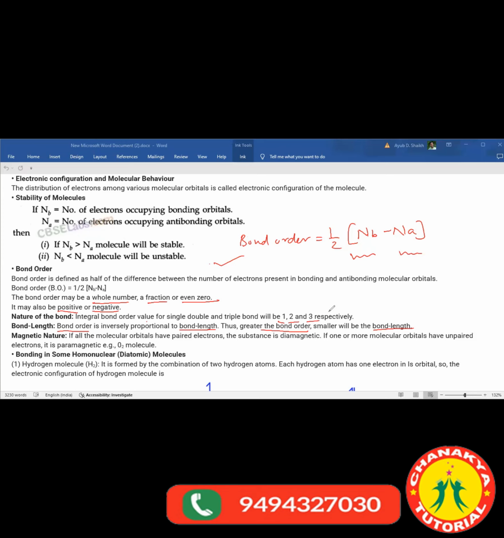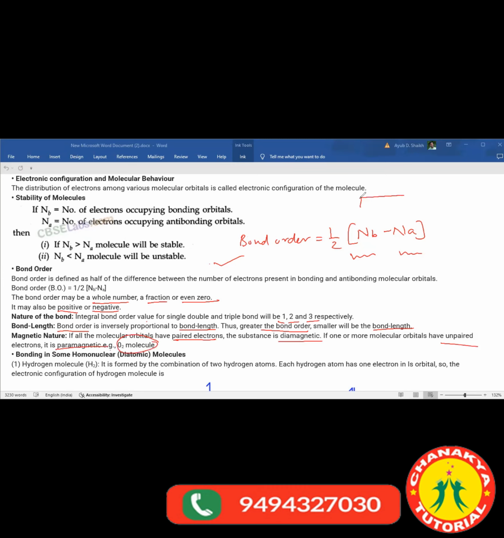Now, what about the magnetic nature? Magnetic nature depends upon whether all the molecular orbitals have paired electrons, in which case the substance is diamagnetic. And if some molecular orbitals have unpaired electrons, it is paramagnetic. An example is the O2 molecule, which we will see.